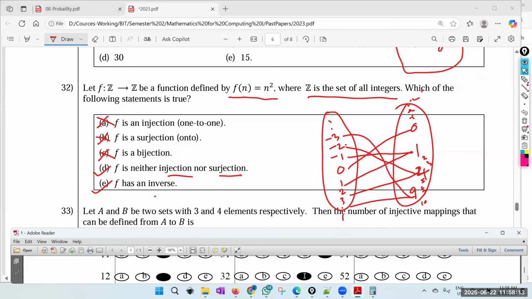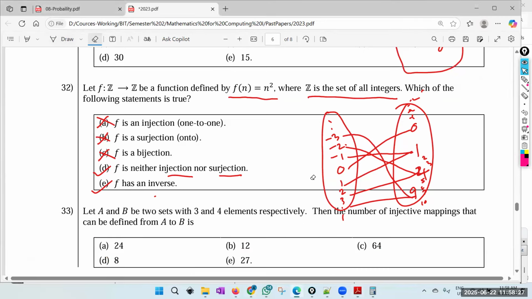So that is very unfair. f has an inverse, it should be, yes, f has an inverse. So that is a very unfair way to tell it. Anyway, the examiner has not taken E. That is very unfair.